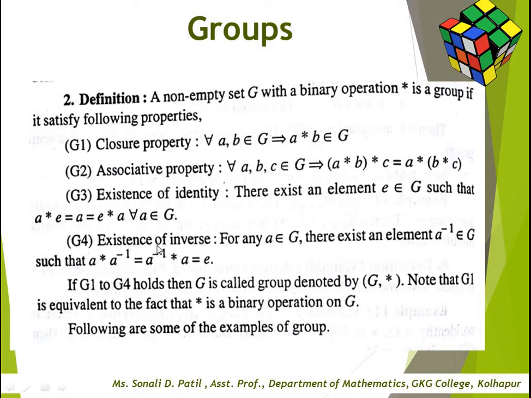Fourth property is existence of inverse. For any a belongs to G, there exists an inverse a inverse belongs to G such that a * a inverse is equal to a inverse * a is equal to e. If G1 to G4 holds, then G is called a group, denoted by (G, *). Note that G1 is equivalent to the fact that * is a binary operation on G.